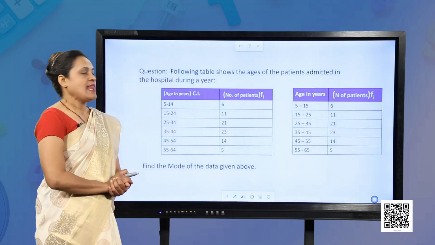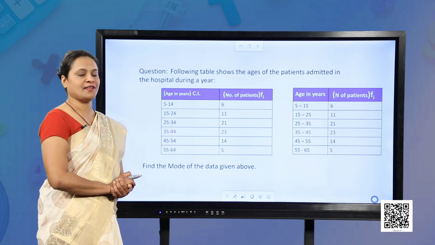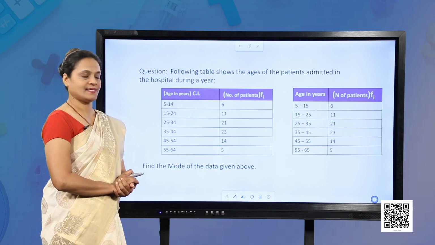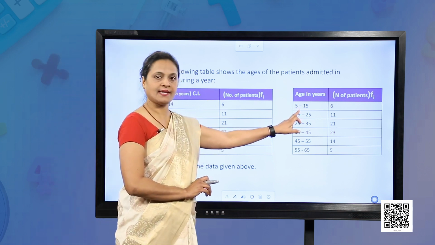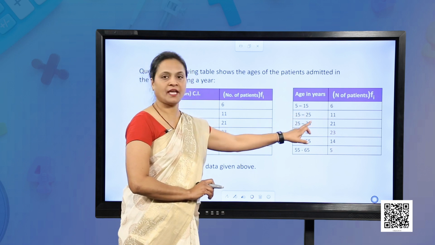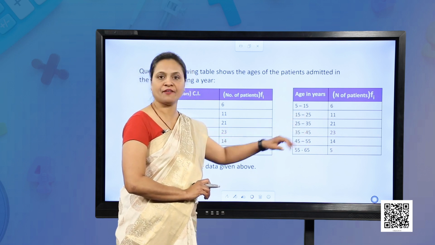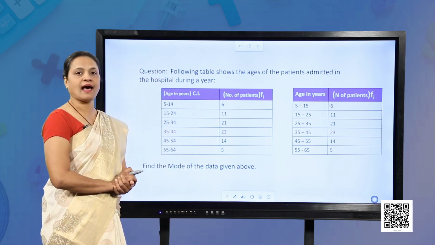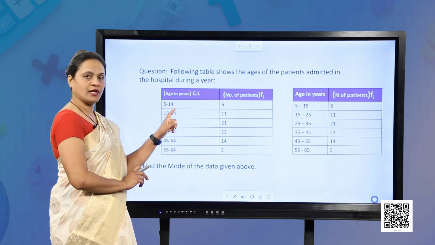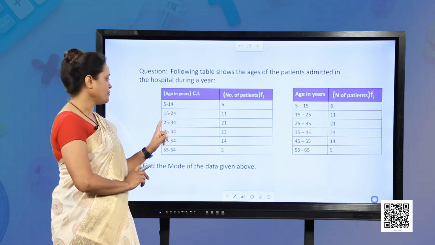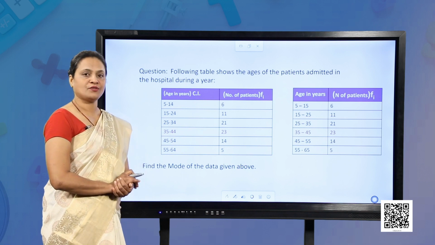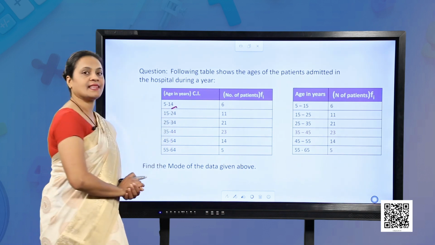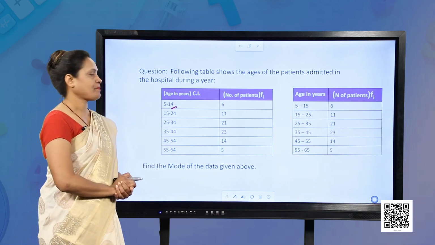Now students, let us solve the same question with some difference. I have changed the class intervals. The class intervals previously were 5 to 15, 15 to 25, 25 to 35 and so on. But in this case, I have taken the class intervals as 5 to 14, 15 to 24, 25 to 34 and so on. Can you see the difference? Yes, the difference is in the upper class limit.